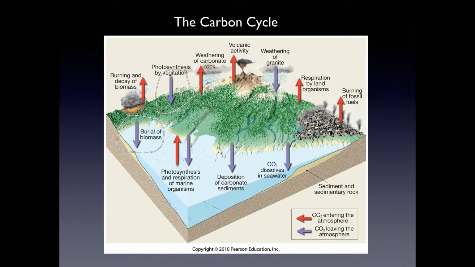Photosynthesis by vegetation, like I mentioned, plants take up CO2 and release oxygen when they do that. If we weather granite rock, that can take up CO2. If we deposit any of that weathered stuff into the ocean, or we even dissolve CO2 into the ocean in the form of carbonic acid. So this is how carbon cycles through the atmosphere.